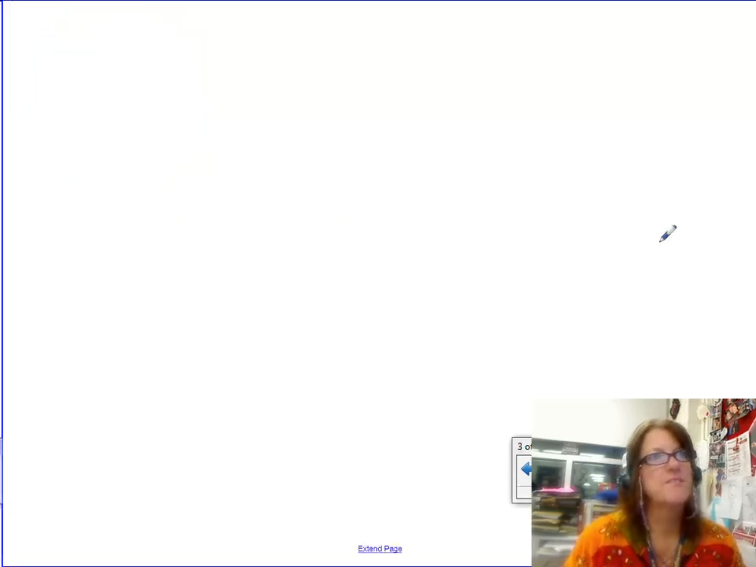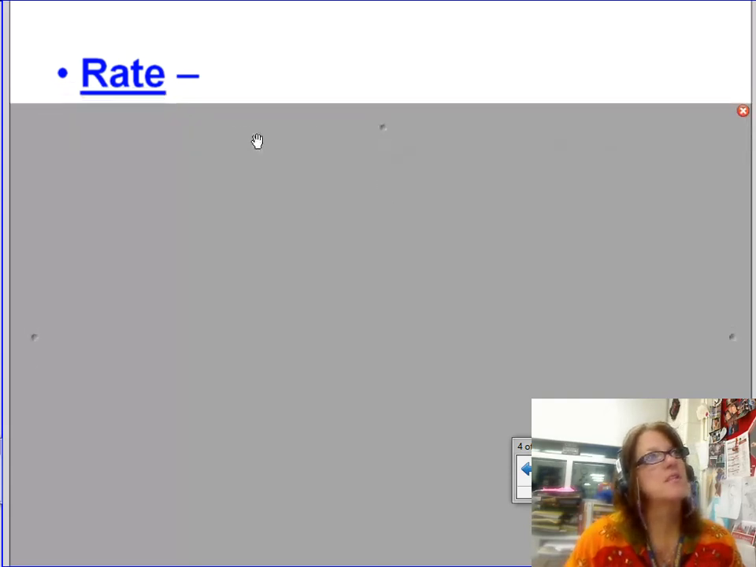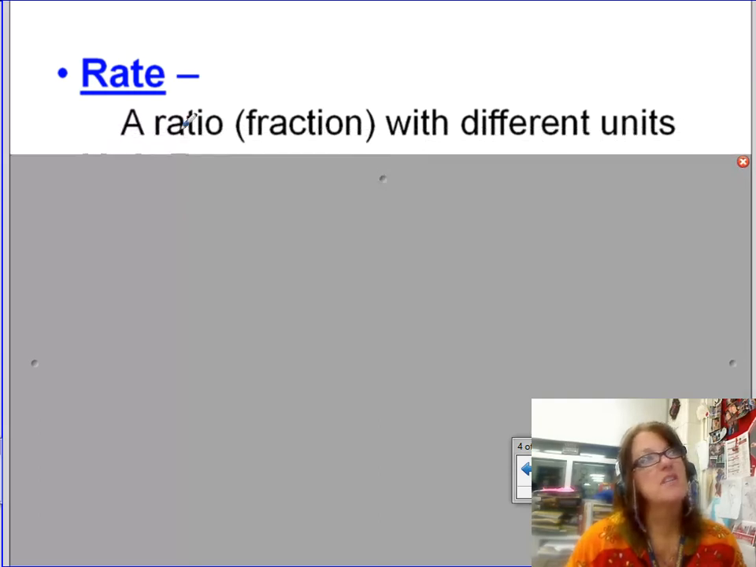All right. Well, first things first, we better define what a rate is. So make sure you've got that up there. A rate is a special kind of ratio. So in other words, it's a comparison of two numbers. But the big deal here is that this ratio or fraction with two different numbers has different units associated with it.